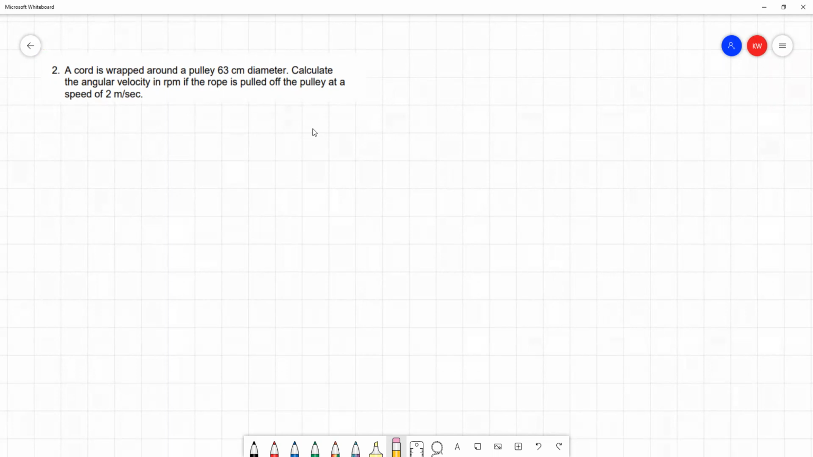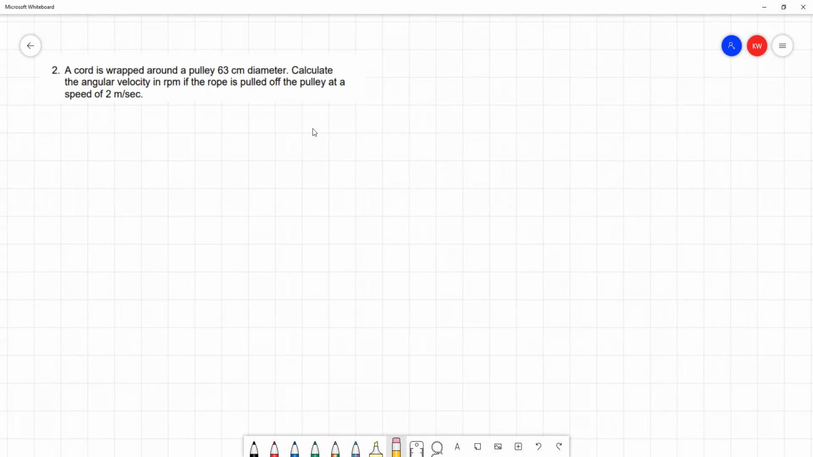We're told a cord is wrapped around a pulley, which is 63 centimeters in diameter, and asked to calculate the angular velocity in revs per minute if the rope is pulled off the pulley at a speed of 2 meters per second. And sometimes it's helpful to draw a little diagram in order to visualize what's going on here.